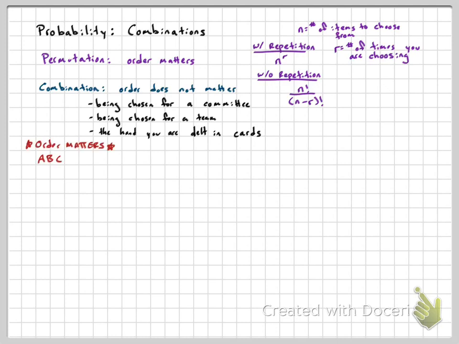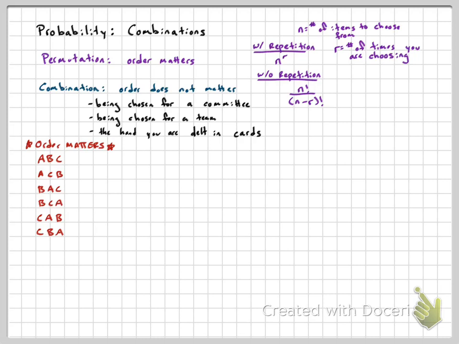So let's compare these two and look at how the number of outcomes differs when order matters or if order doesn't matter. So let's take the letters A, B, C. Let's say I want to figure out how many ways I can order the letters A, B, C. So order matters. So I have A, B, C. I have A, C, B. And I'm going to go through all the different options here. So I'm just shuffling them around, making sure not to repeat any of them.